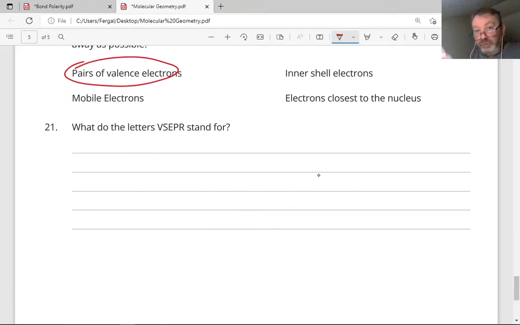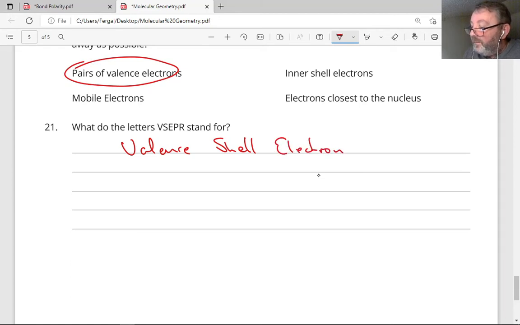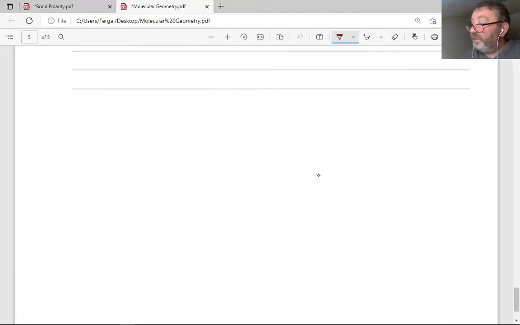What do the letters stand for? Good, you do have to know that. Valence, shell, that means outer shell, electron, pair, repulsion. That's it. Okay. And that's the last one of those.